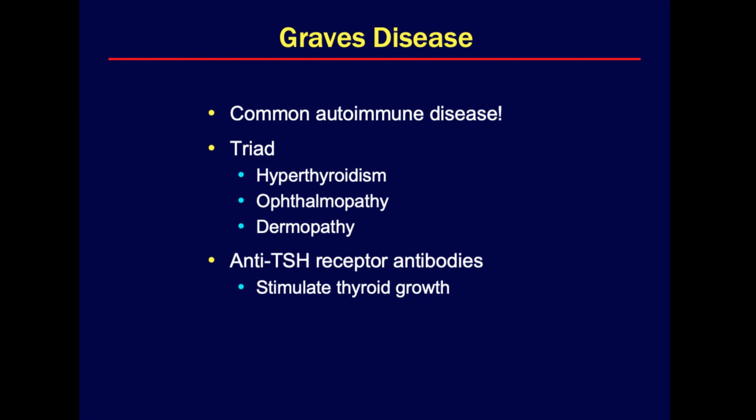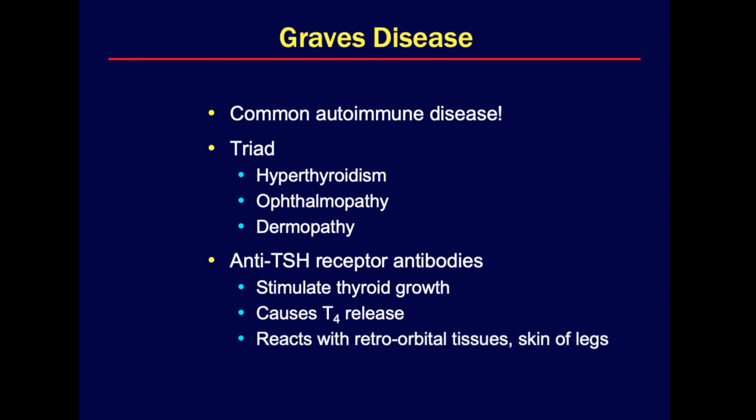Now, with Graves' disease, what happens is this autoimmune disease, now remember, the immune system is attacking the thyroid, and now we're going to make a different type of antibody, and these are called anti-TSH receptor antibodies. So what the antibodies do is they mimic TSH. So these antibodies are able to bind to the TSH receptors, and they stimulate thyroid growth and they also cause T4 release. And now the thyroid gets enlarged and they have this goiter, and they also produce too much T4.